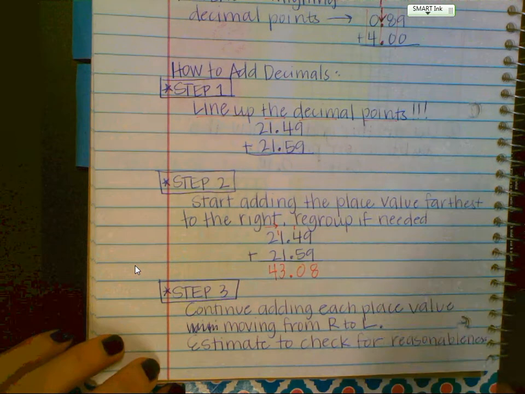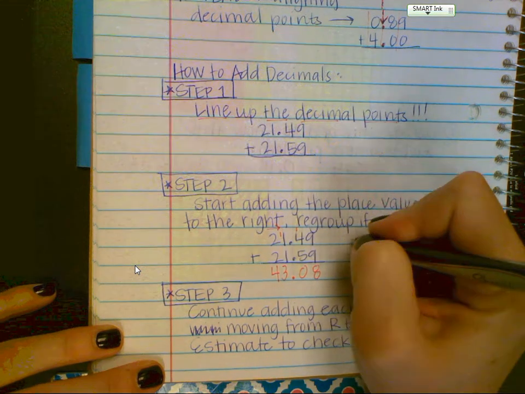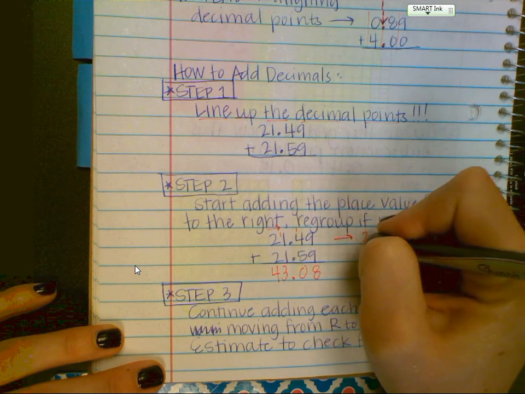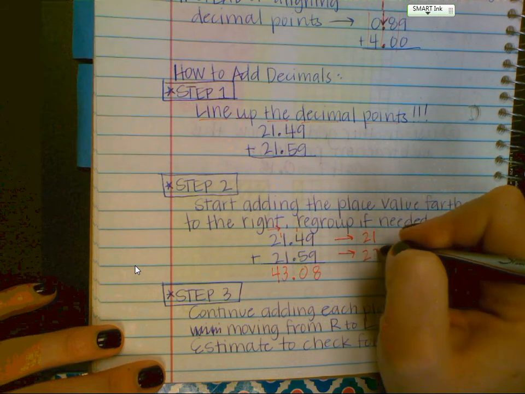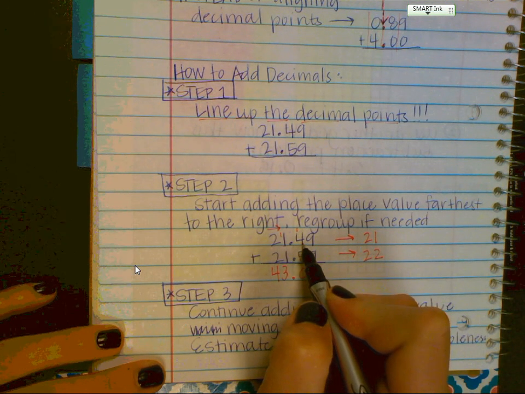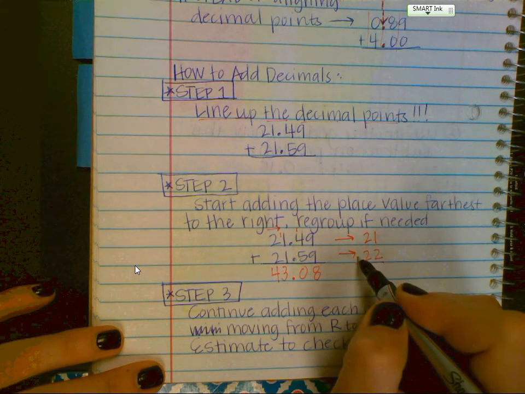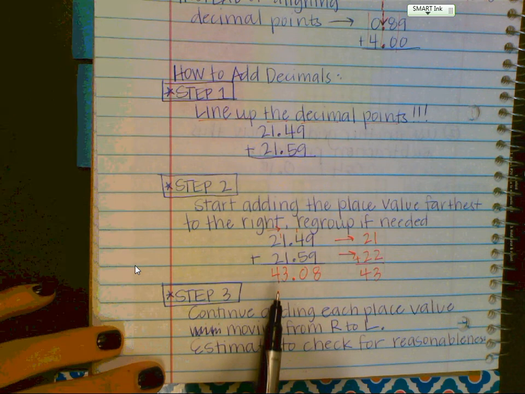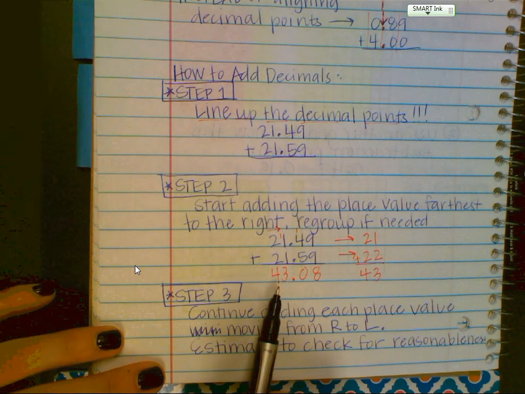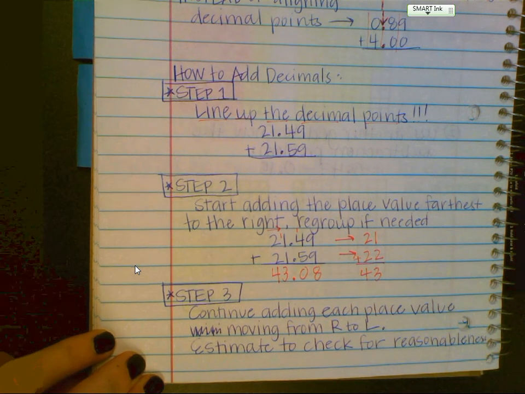So let me see here. If I were to estimate this problem, I would probably say 21 and 49 hundredths rounds to 21, and 21 and 59 hundredths rounds to 22, if I'm rounding to the ones place. Looking at the tenths, 4 says stay the same, 5 says add 1. So 21 plus 22 is going to give me 43, which is really close to my exact answer. So my estimate says that this is a reasonable answer. Those are the 3 steps you need in order to add decimals.